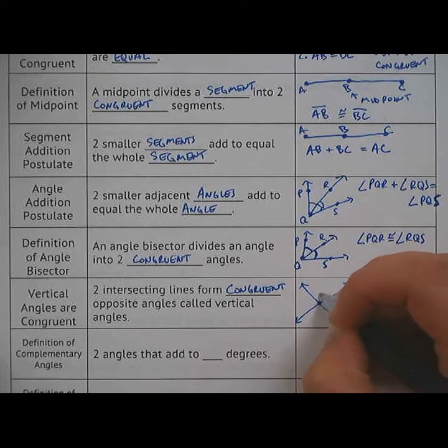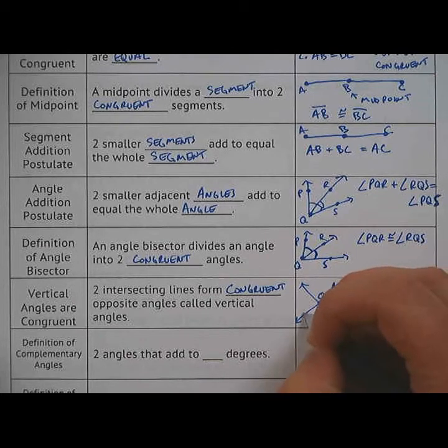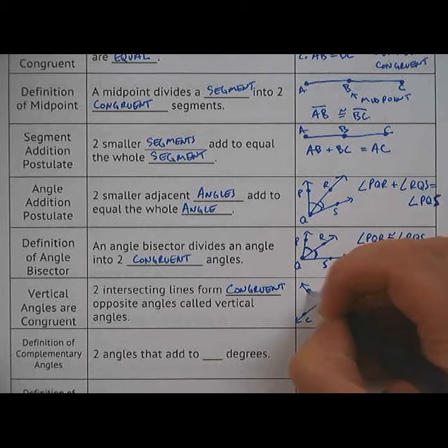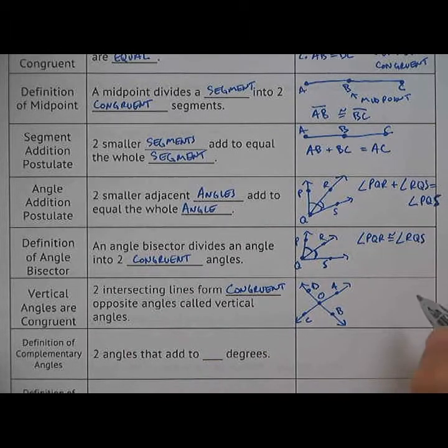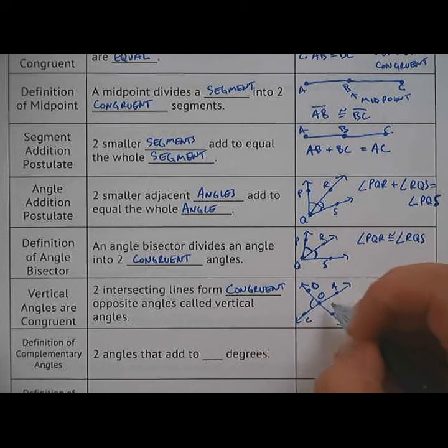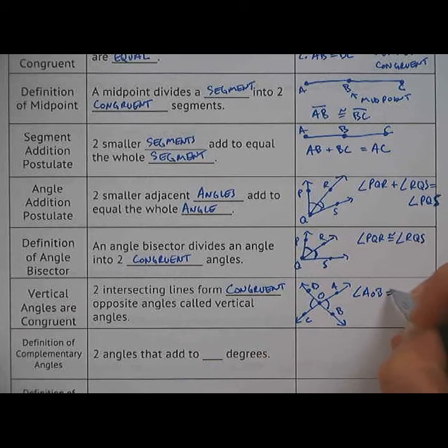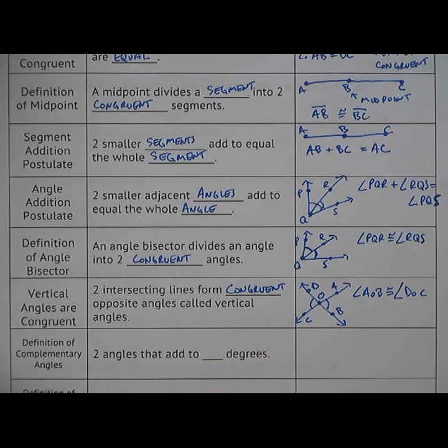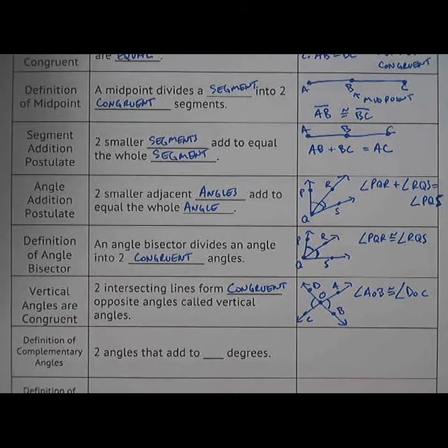We could have, this is O, A, B, C, D. So here's a pair of vertical angles in that picture. So we'd get something like angle AOB is congruent to angle DOC because vertical angles are congruent to each other. So that's the reason that we would state if we saw that in a proof.